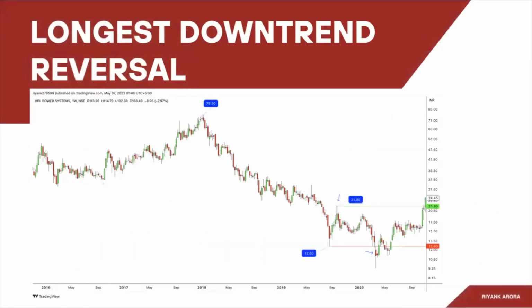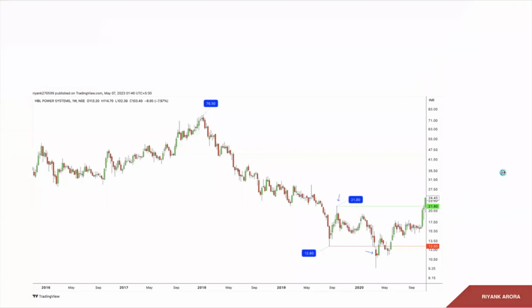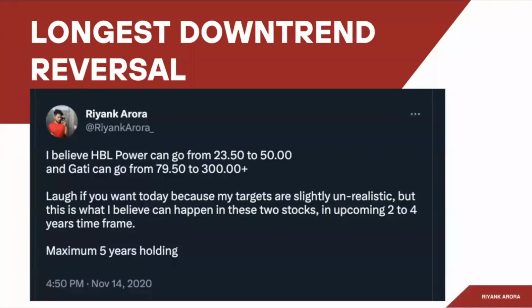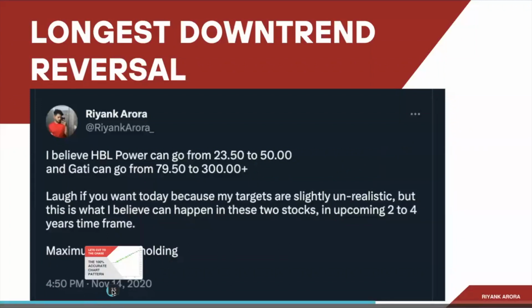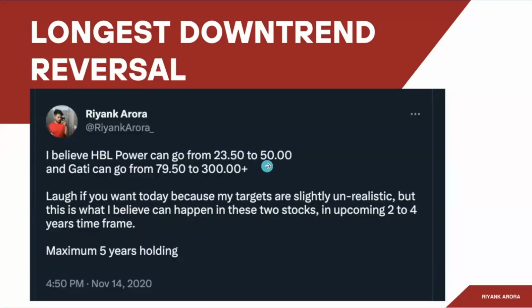Okay, so this is one example of HBL Power Systems. Like I showed you, the longest downtrend reversal pattern happened here. I tweeted about HBL Power at 23 rupee 50 paise just because of this pattern. This was back on 14th November 2020, by the way. I had tweeted at 23 rupees for a target of 50. Gati was based on a different pattern. This was a double bottom reversal, a classic textbook pattern, so I'm not talking about that here. I projected a target of 50, which was almost 2x from those levels. And I think now it trades close to 100 or 120 odd levels.